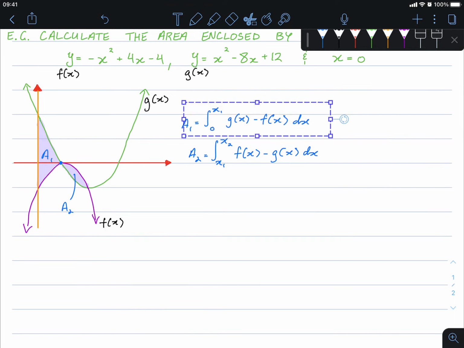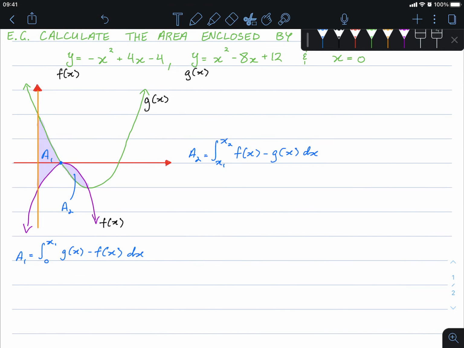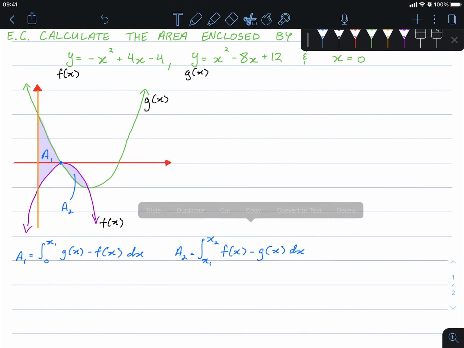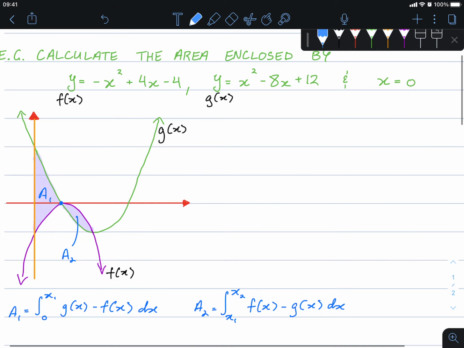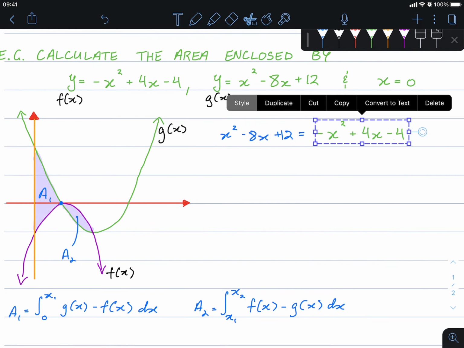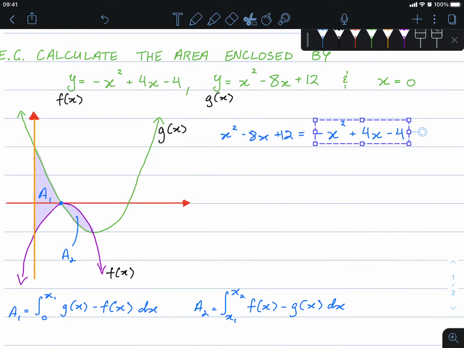So let's solve the problem, because we actually first need to calculate the intersection of both parabolas. So let's find that first. So x squared minus 8x plus 12 is equal to this parabola here. I'm just going to duplicate that, make it blue. Let's solve this problem here.